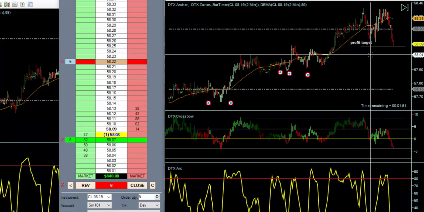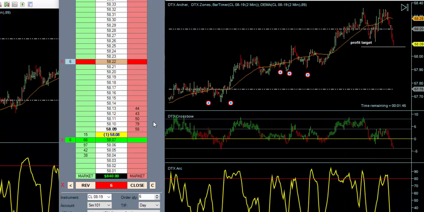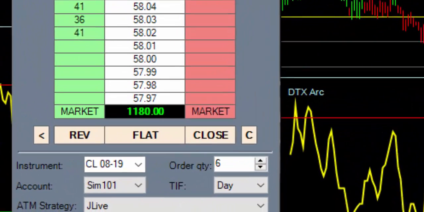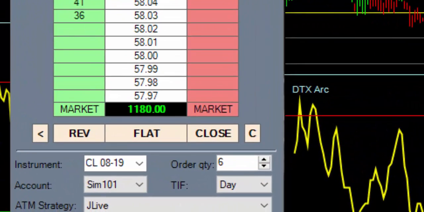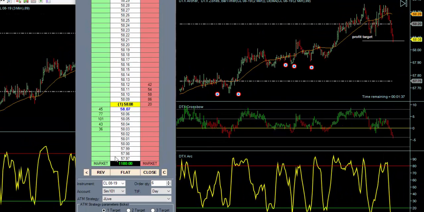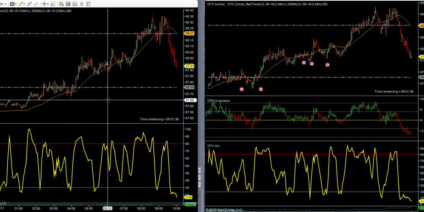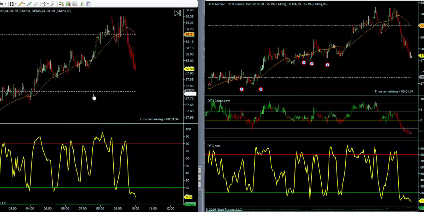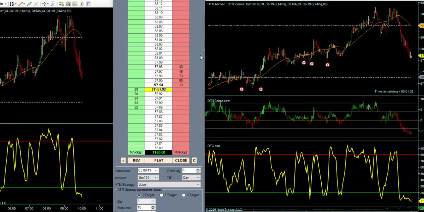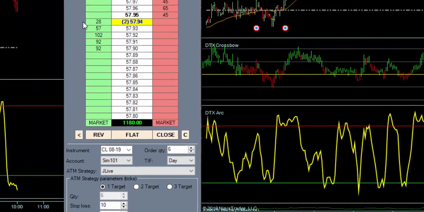Anyway, we're hitting our profit target, 15 ticks right here. That's the 15 ticks times the 6 contracts times the $10 a tick. You can do the math on that. There we go, 1,180. Remember, we're up 280 already on the day. I had to put in a small trade earlier. Okay, long position. Yeah, 6. We're up 1180.